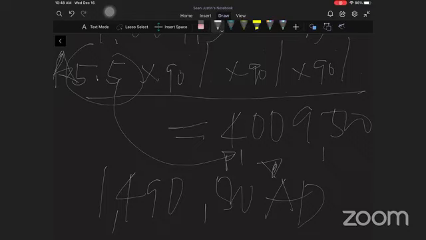Okay, question. Clarification. It disappeared. Still loading, sir. Okay, okay, let it load.